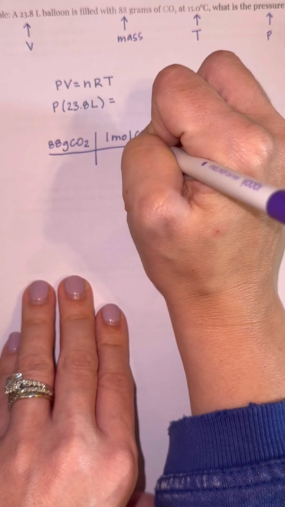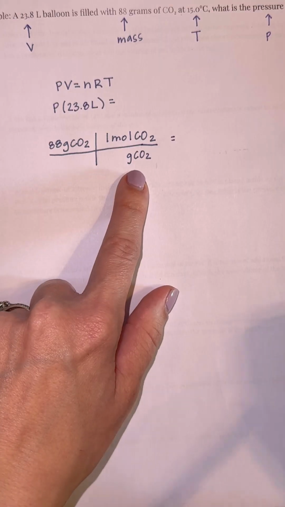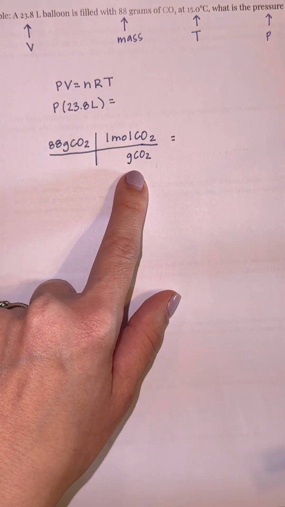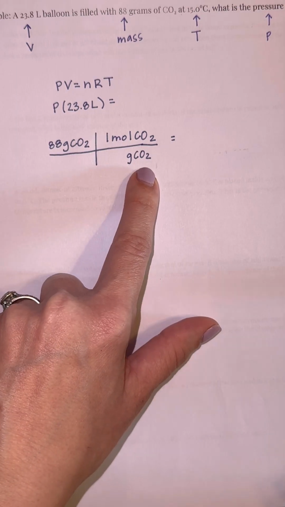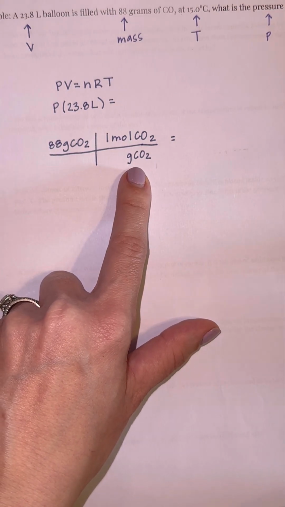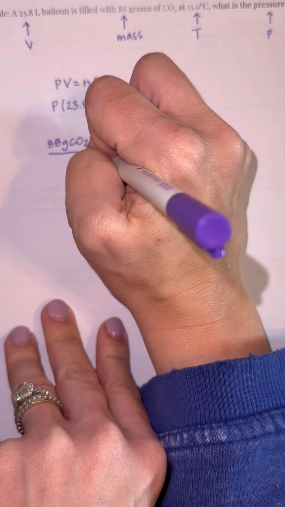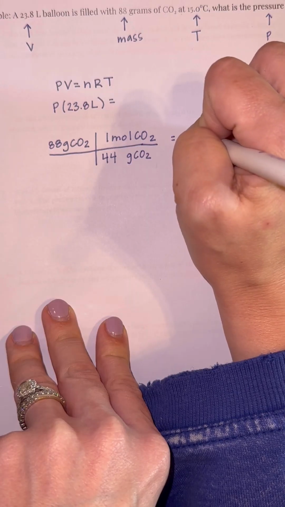And y'all, anytime you need to get into or out of grams, you go to the periodic table. If you add up 1 carbon, which is 12 grams, and you add up 2 oxygens, 16 plus 16, and you put that all together, you're going to get about 44 grams. And so when we divide that out, we're around 2 moles.